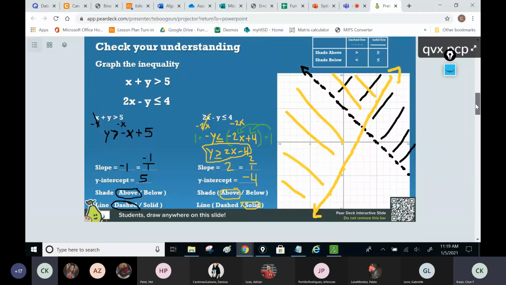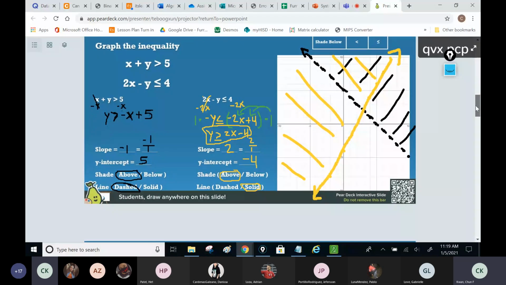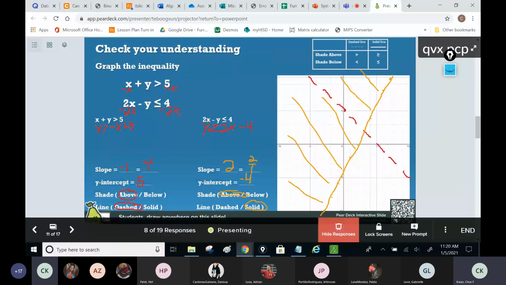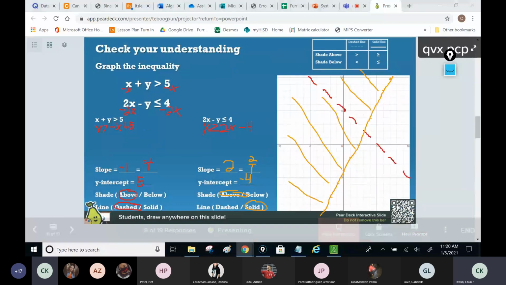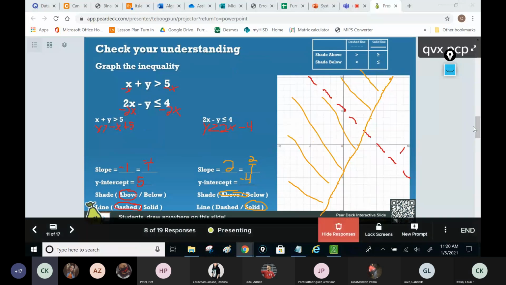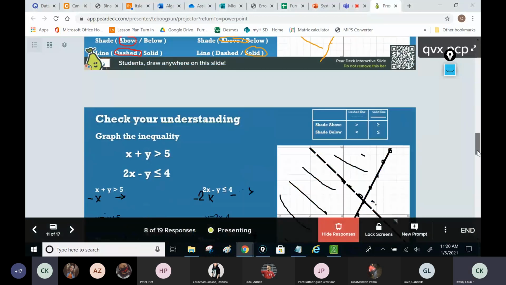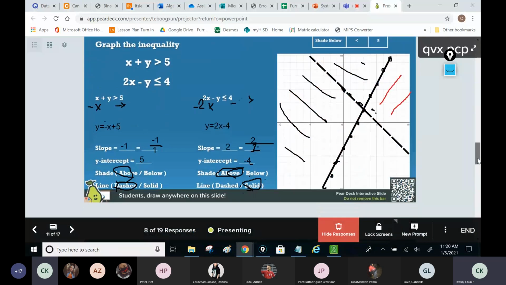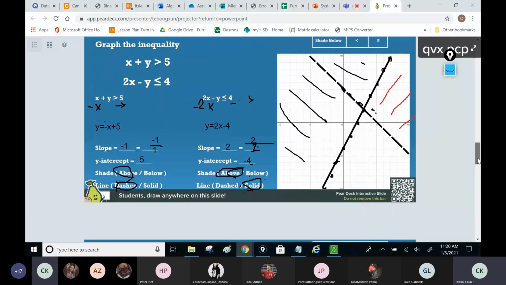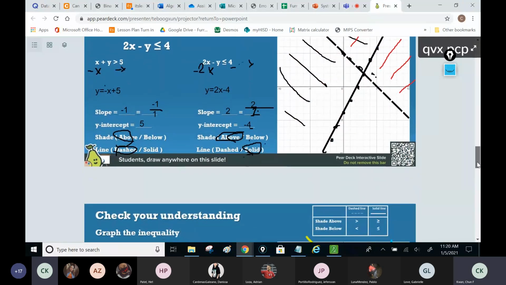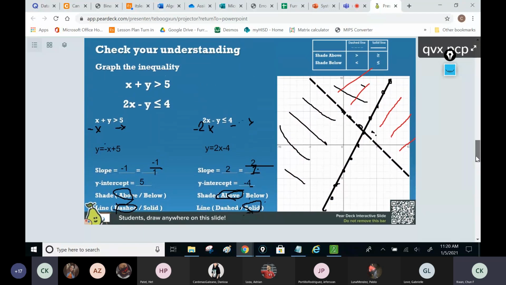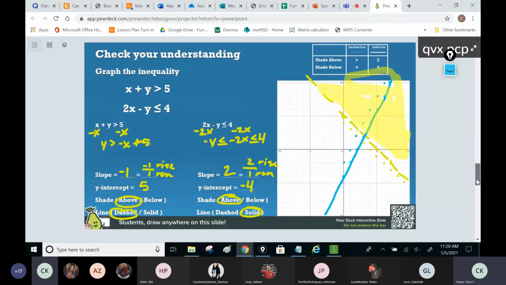All right, this one looks pretty good. That one looks pretty good too. Oh, okay, good. So all I need is where they overlap, right? I need where they overlap.